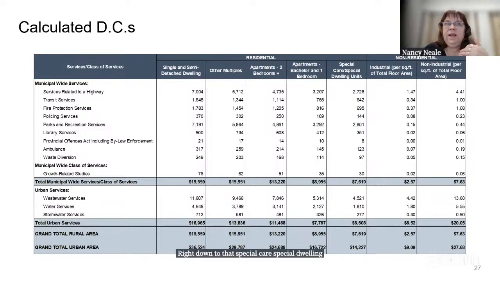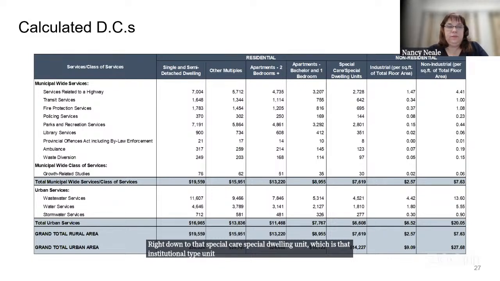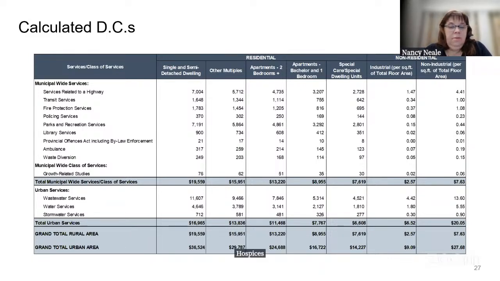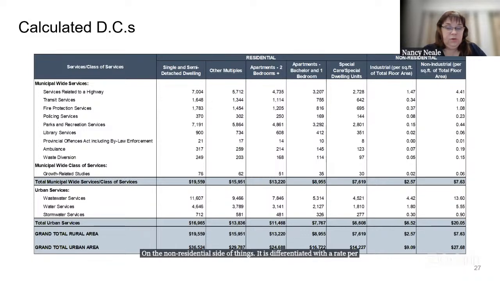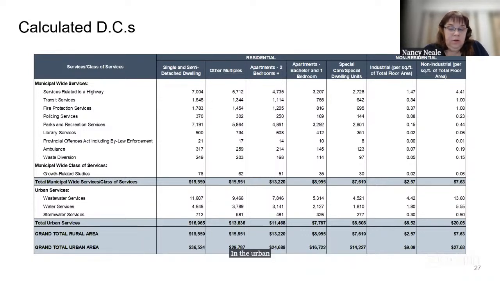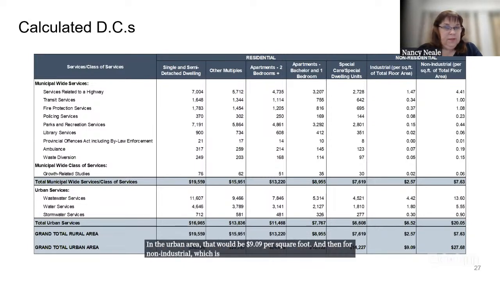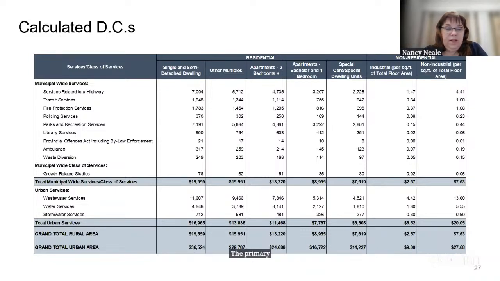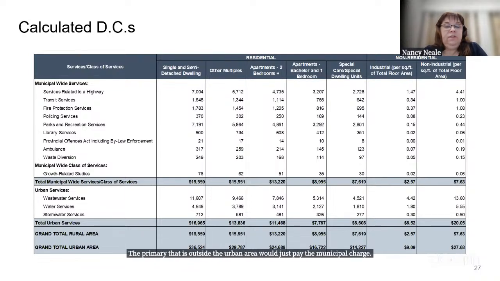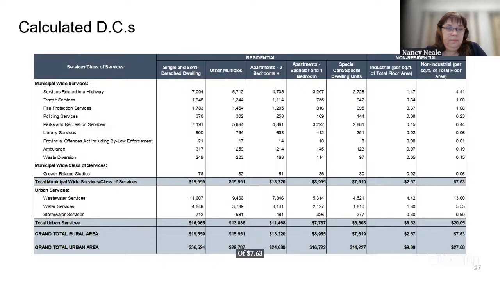And then as the units get smaller, so does the charge, right down to that special care special dwelling unit, which is that institutional type unit, long-term care homes, hospices, group homes, etc., being at, in the urban area, $14,227. On the non-residential side of things, it is differentiated with a rate per square foot for industrial developments. In the urban area, that would be $9.09 per square foot. And then for non-industrial, which is your commercial and institutional and primary, in the urban area, it would be $27.68. The primary that is outside the urban area would just pay the municipal charge of $7.63 per square foot. Next slide.